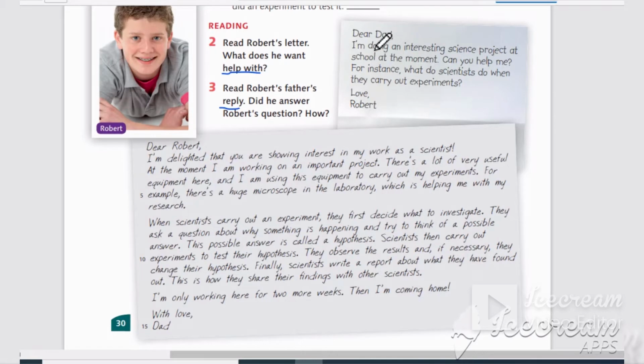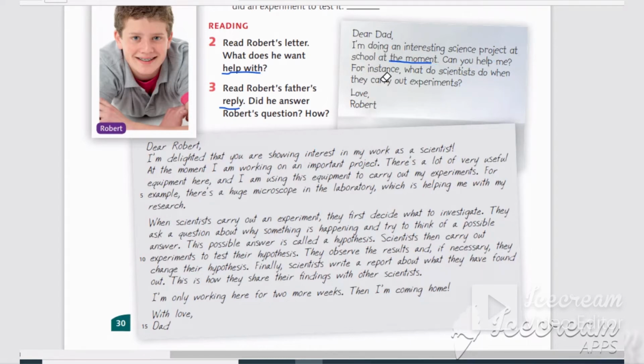Dear Dad, I'm doing an interesting science project at school at the moment. At the moment انتبه يا miss معناته present continuous. At the moment يا miss بدلنا على present continuous. Can you help me? طلب مساعدة والده.